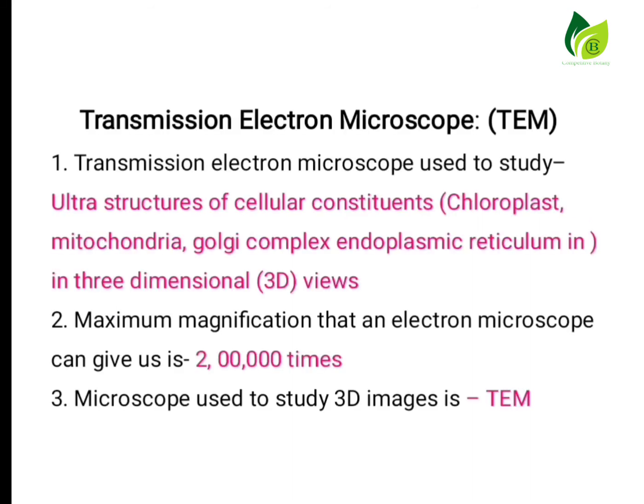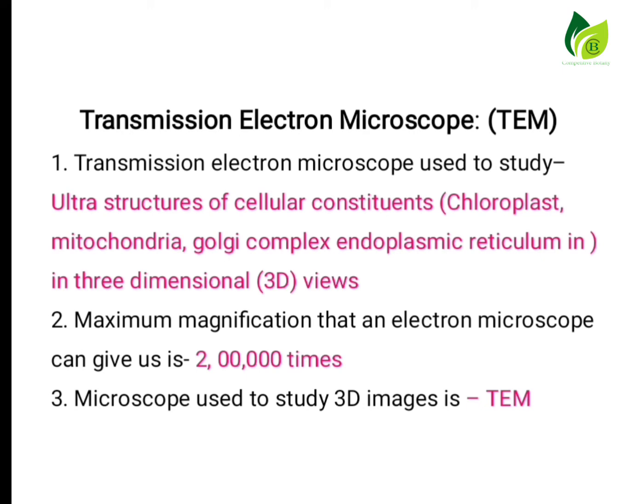Let's see the first one, transmission electron microscope. In a transmission electron microscope, the electron beam is transmitted through the object, hence it is named transmission electron microscope. Let's see the questions given in previous exams. Transmission electron microscope is used to study the ultrastructure of cellular constituents in three-dimensional views. Cellular constituents are nothing but cell organelles like chloroplast, mitochondria, Golgi complex, endoplasmic reticulum, etc.